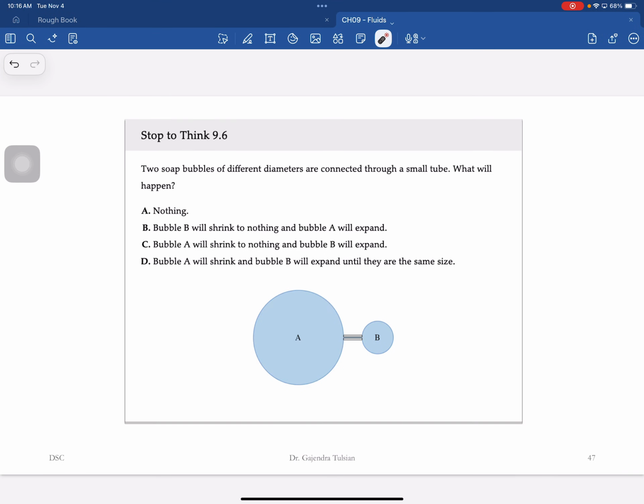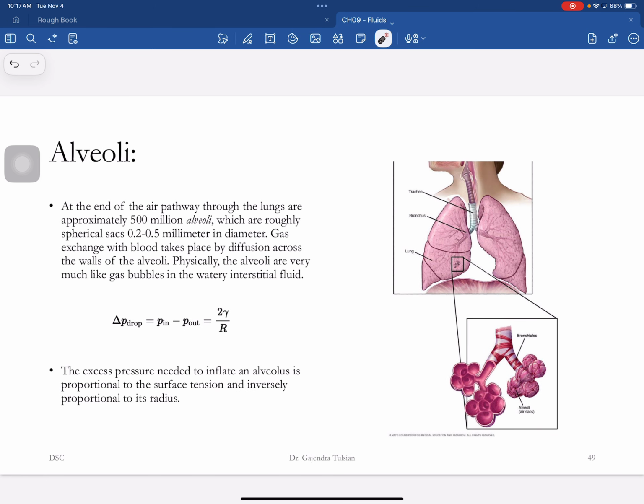So if you have 2 spheres connected, air will flow from the smaller one to the bigger one. Well, why do we care about this? You have to care because here are your alveoli. They're like little balloons that are connected. If one alveolus gets bigger, what will happen? The air from a smaller alveolus will go into the bigger alveolus, and all the smaller alveoli will collapse. You have 500 million of those. How the heck are you going to make sure that every alveolus is the same size? How do you solve this problem?